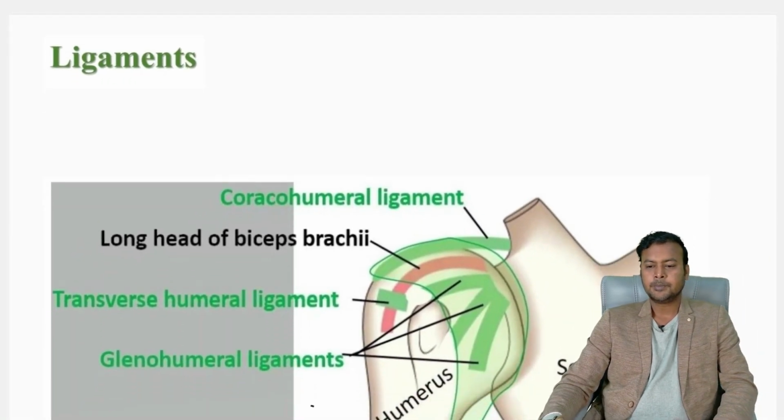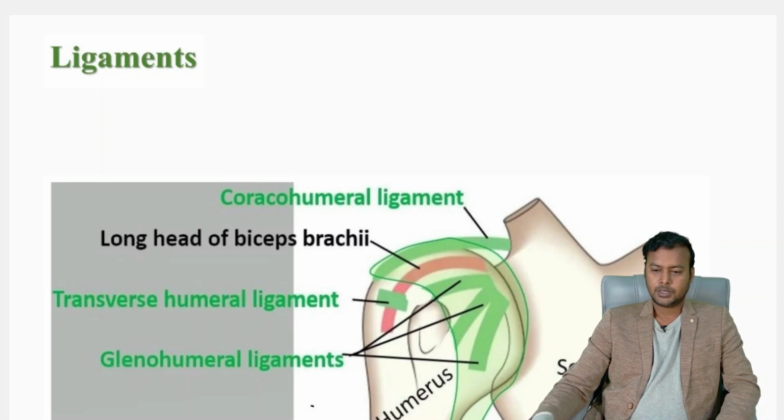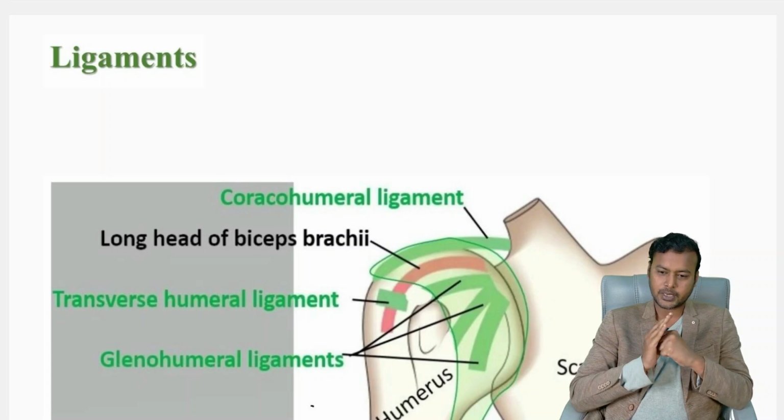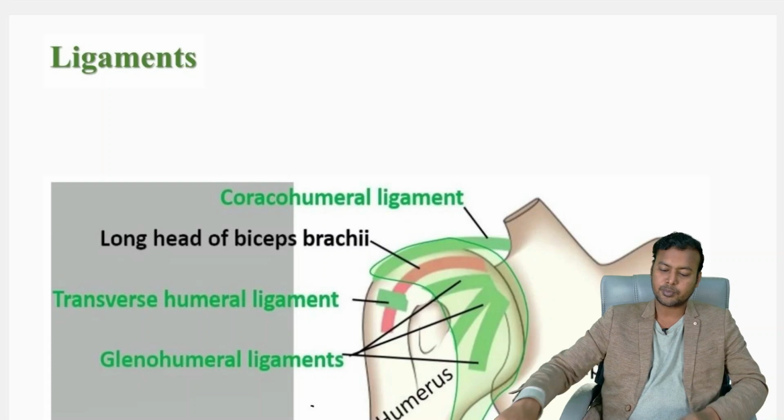So students, as I told you, of the two articulating surfaces, one is the glenoid cavity, which is shallow, and the other is the large globular head. So they don't fit into each other quite properly. Hence, this joint is an inherently weak or unstable joint. But what is the advantage of this unstable joint? It allows for a large degree of movement.